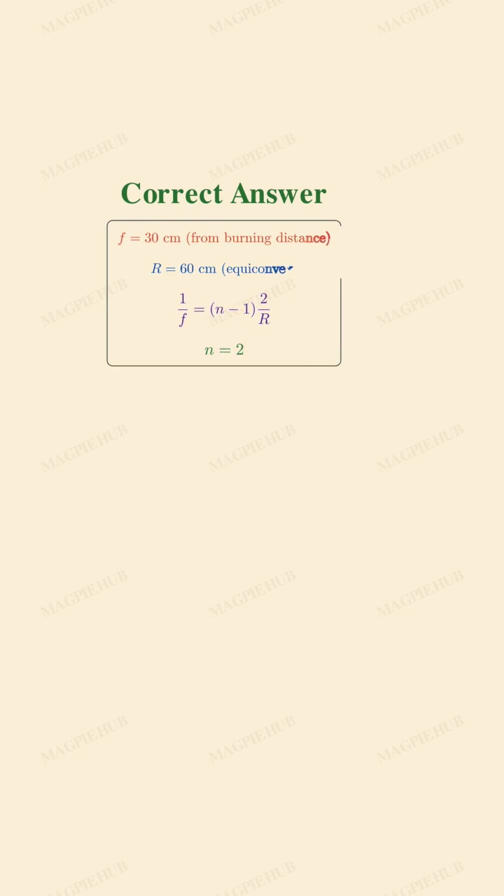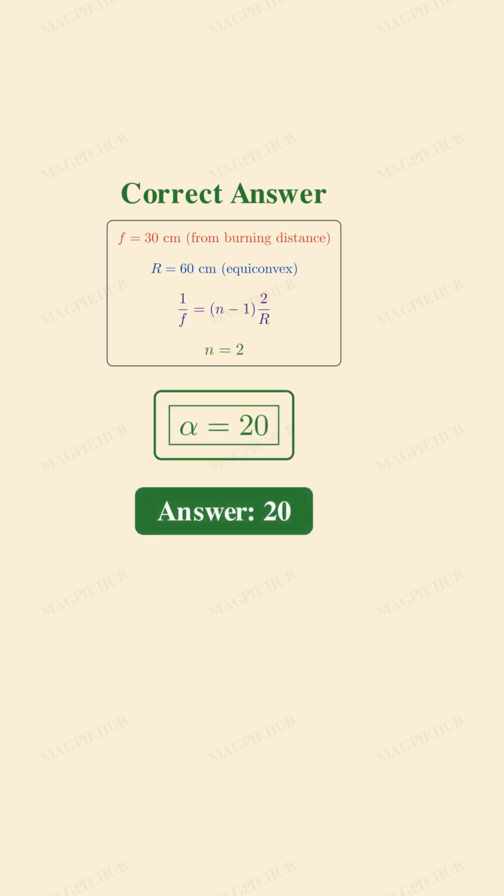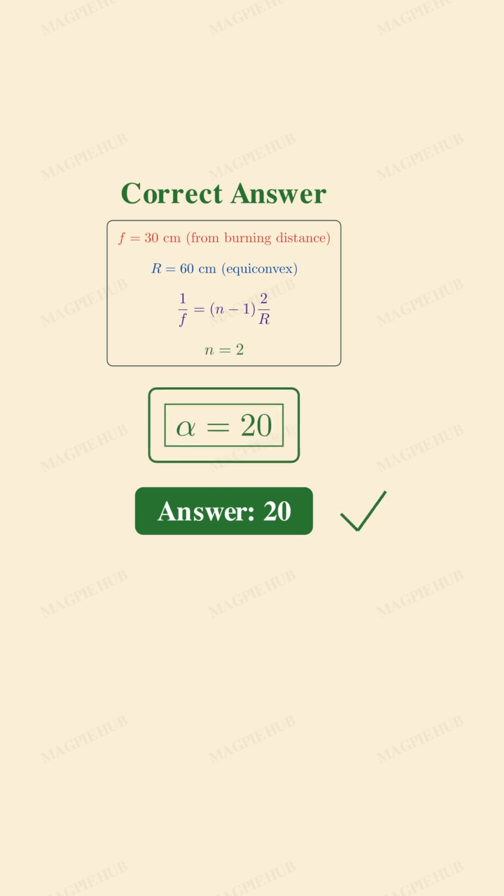Starting from the burning distance of 30 centimeters as the focal length and the radius of curvature of 60 centimeters for the equiconvex lens, the Lensmaker's equation gives us a refractive index of 2. Since n equals alpha over 10, alpha equals 20.